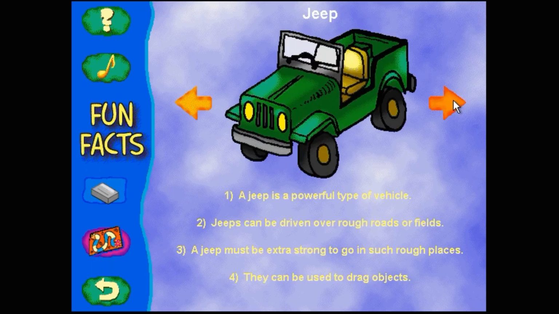Jeep. A Jeep is a powerful type of vehicle. Jeeps can be driven over rough roads or fields. A Jeep must be extra strong to go in such rough places. They can be used to drag objects.